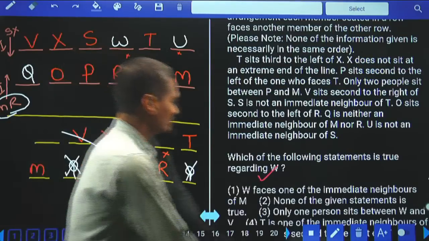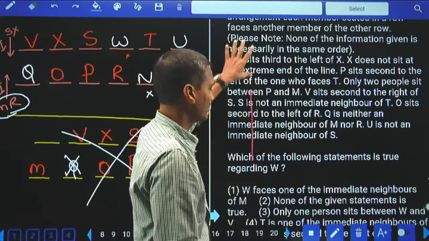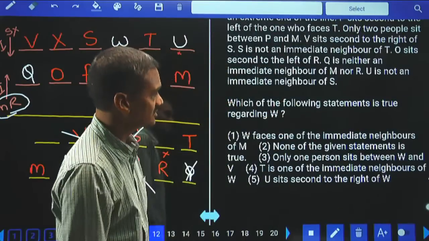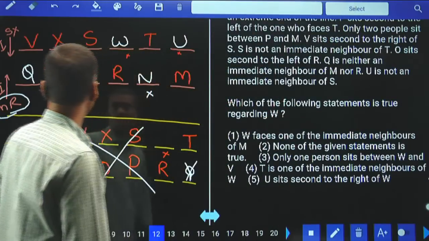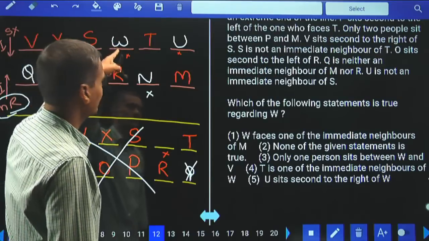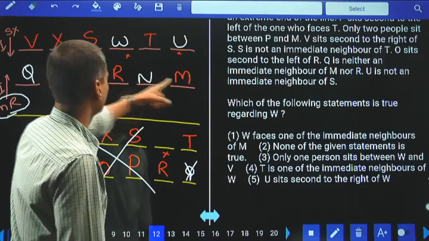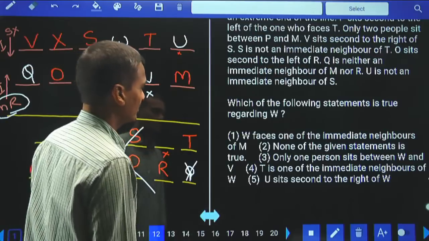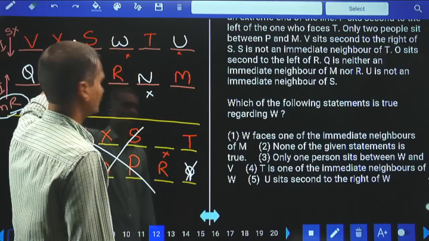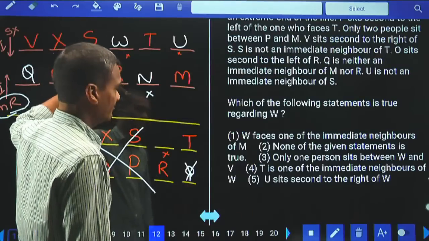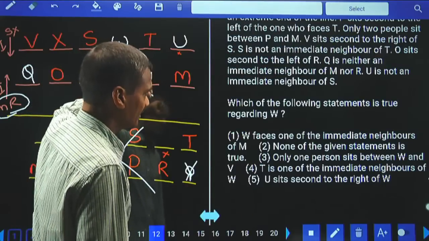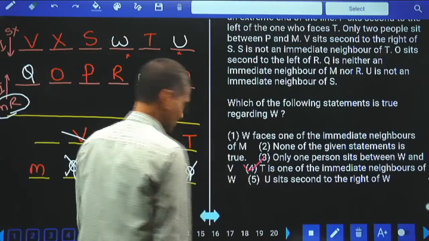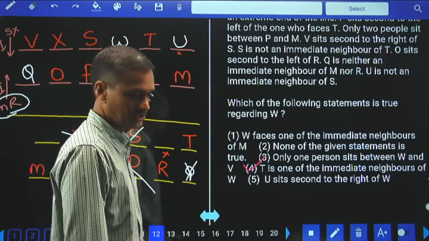Then coming to question number 12, which of the following statements is definitely true regarding W. Now where is W here? Choice 2, W faces one of the immediate neighbors of M, that is false because M's neighbor and W is not facing. And choice 3, only one person between W and V, that is false because there are two persons between W and V. And choice 4, T is one of the immediate neighbors of W, yes, definitely true. Choice 4 is the answer, question number 12.